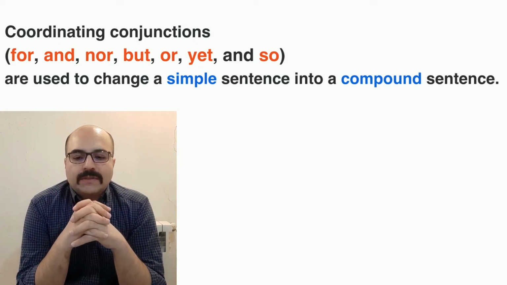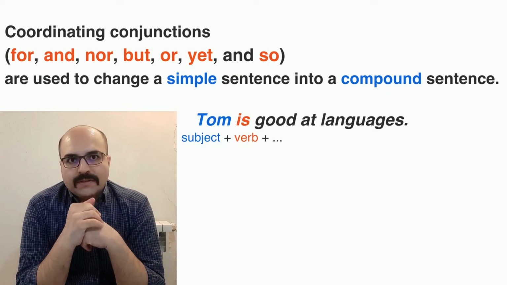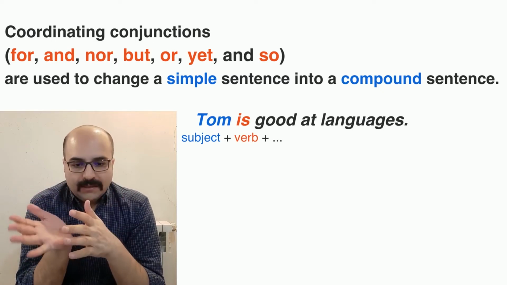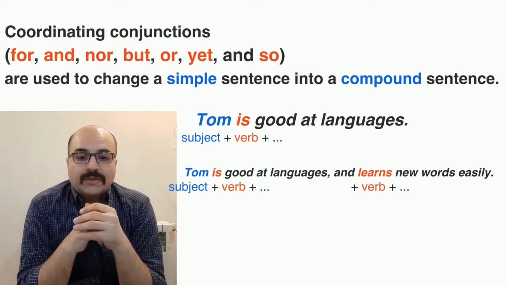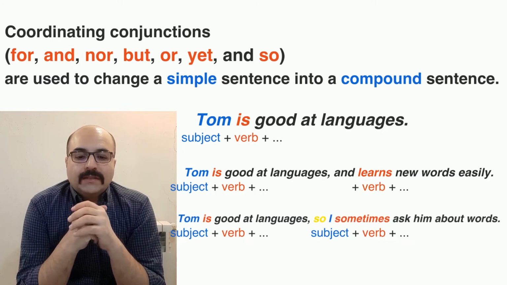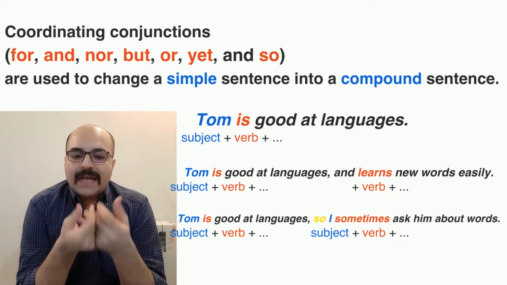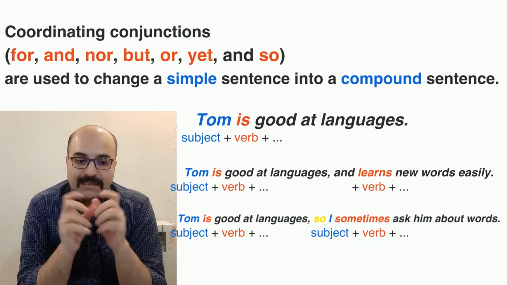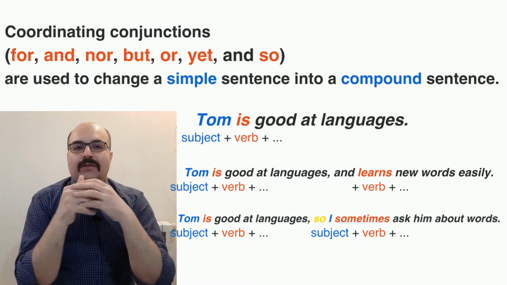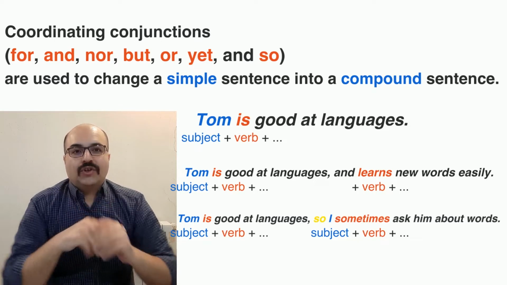A simple sentence would be something like, for example, Tom is good at languages. A simple sentence with two verbs is: Tom is good at languages and learns new words easily. A compound sentence would be: Tom is good at languages, so I sometimes ask him about words. This is two short sentences joined to each other using the coordinating conjunction.